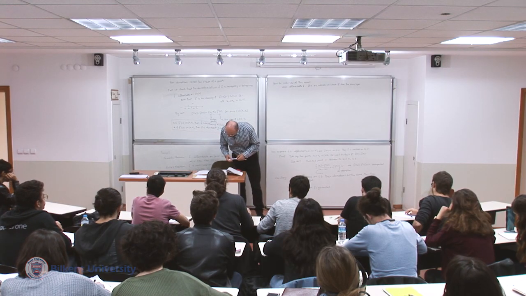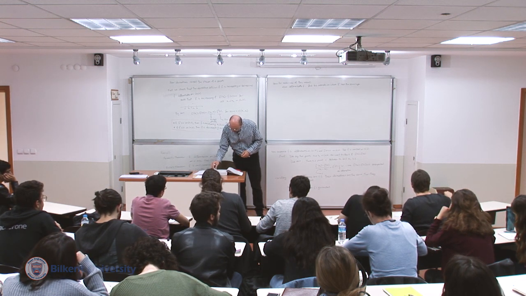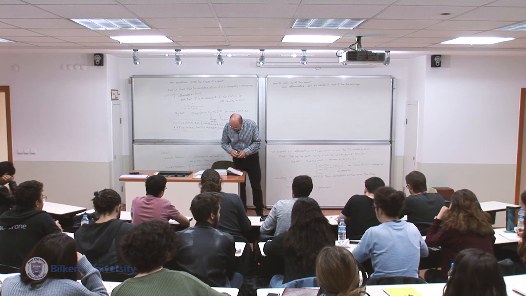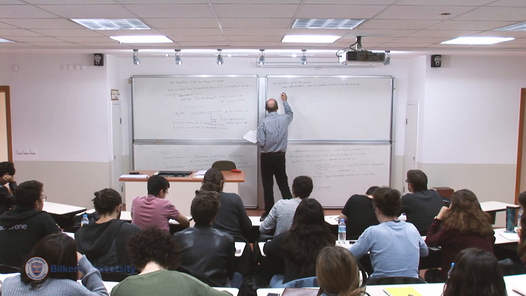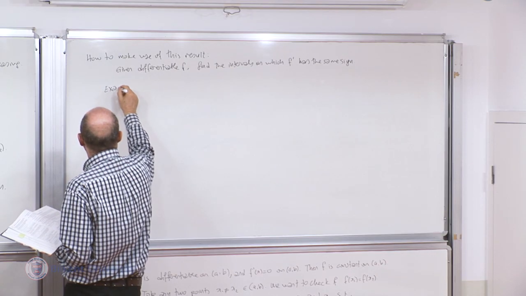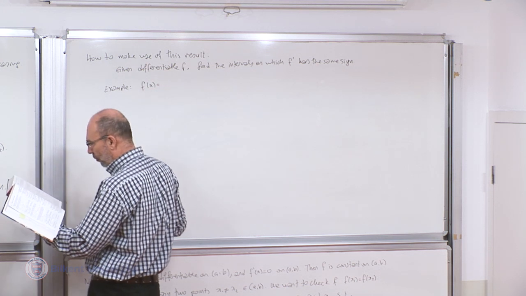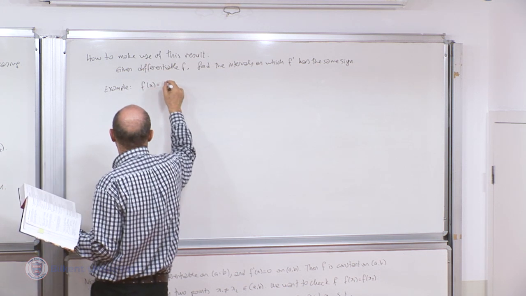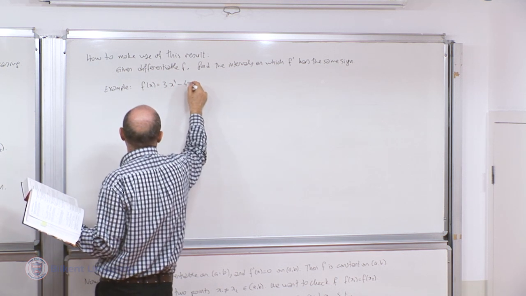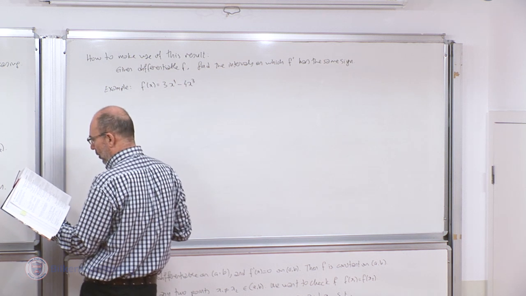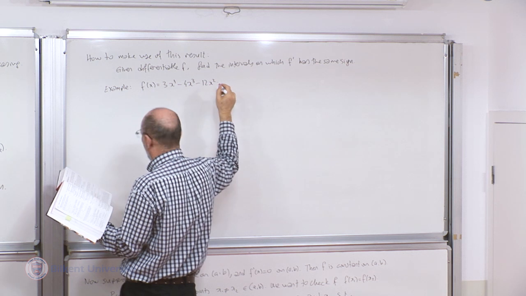Find where the function is increasing. This is a horrible function, but since it's an example, apparently we will be able to factor it. Let me write it here. Example: f of x is equal to 3x to the 4 minus 4x cubed minus 12x squared plus 5.